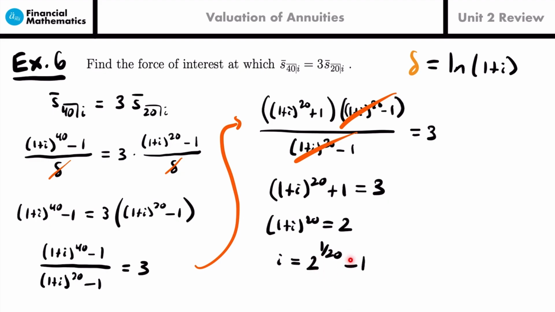And plugging that into your calculator will give you that the annual effective interest rate is equal to 0.03526 and some more decimals. And now we have everything we need to get to the solution of this problem.